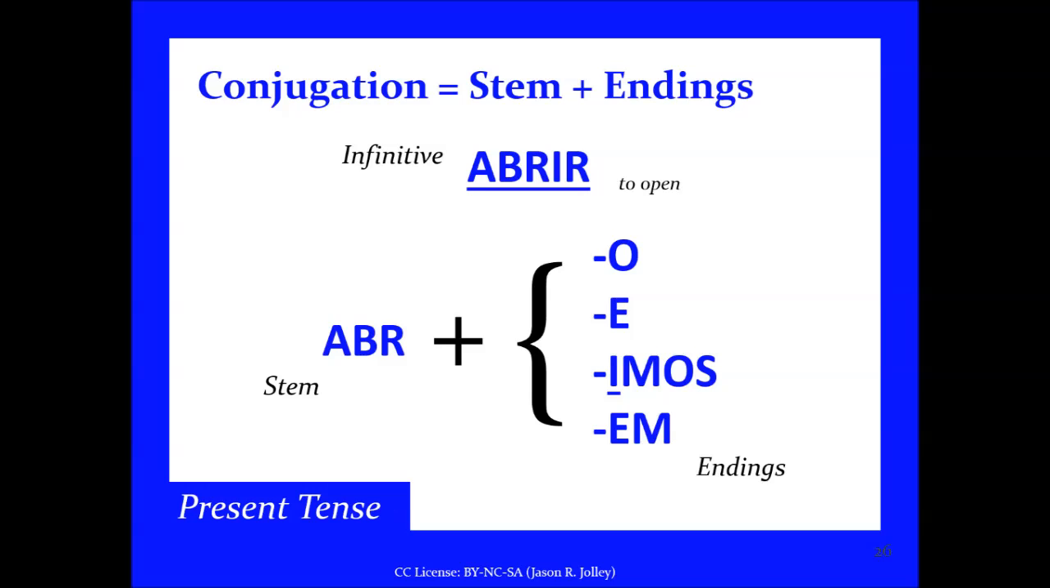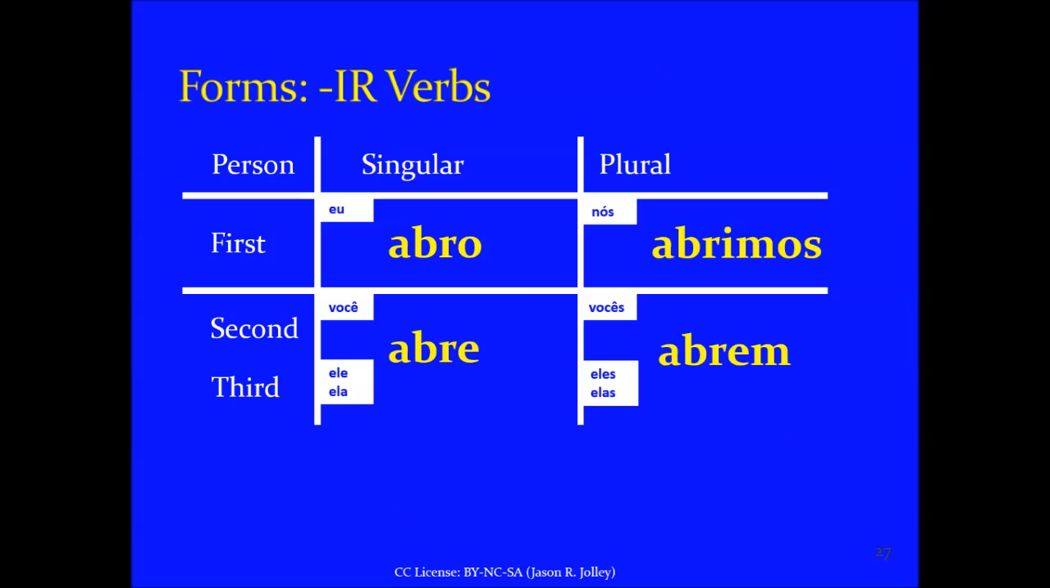One thing to notice is that the first person plural, the nós or we form, is a little bit different with IR verbs than it is with ER verbs. It becomes imus, and that's the only difference in endings between ER and IR verbs. Okay? If we apply that pattern to the verb abrir, this is what we come up with.